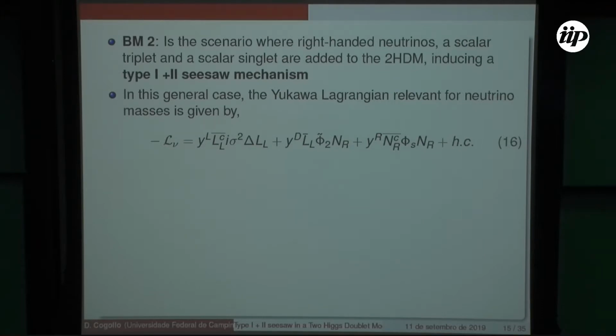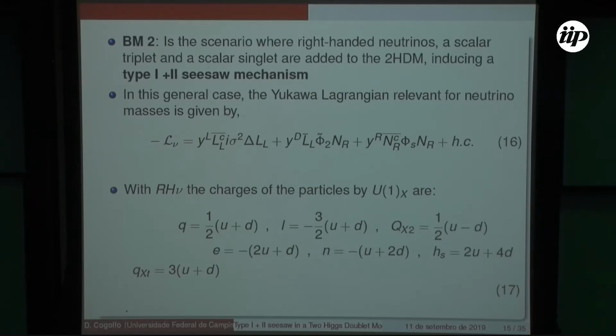Then we need right-handed neutrinos. As we know, if we have right-handed neutrinos, the charges of the fields are free parameters. And we need now to know what is the charge of the triplet to work with an invariant U(1)X model. Then, in this case, the charges of the particles are these ones, that are free parameters, and this is the charge of the triplet of scalars. This term is gauge invariant for the new U(1) symmetry.